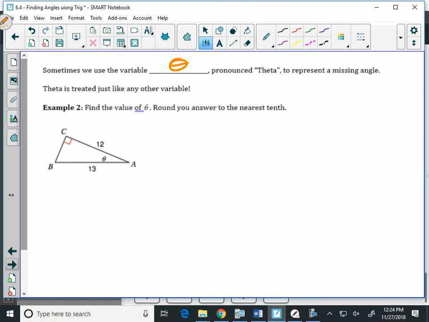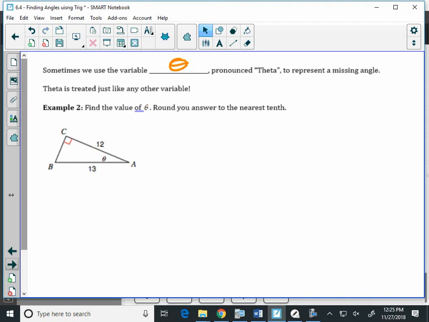If it bothers you, feel like this creeps me out, I don't like it, just put an X over it and treat it like X. I don't care. Okay? If it overwhelms you to see theta rather than X, make it an X. I'm not going to care. Okay? I just care about you doing the problem right. But it's good to get used to working with theta as a variable.